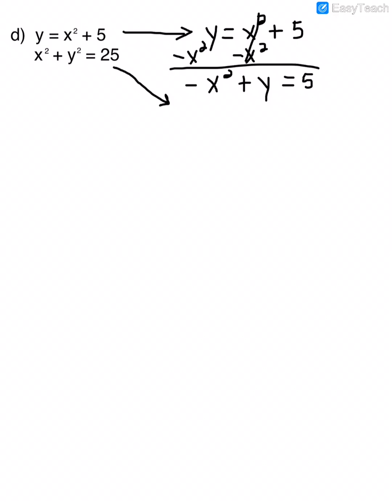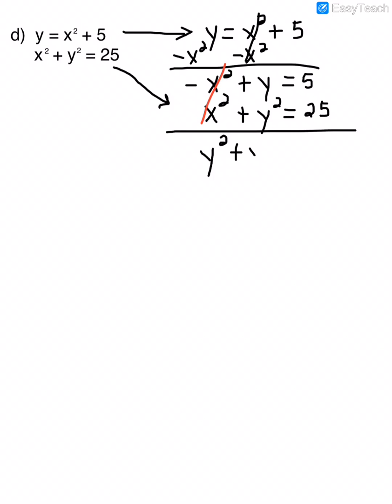Okay, so that's just that top equation that's been rearranged. Now if I take the bottom equation and copy it underneath it, x squared plus y squared equals 25. Okay, so now I'm going to add these two equations together. Well, when I add these two equations together, my x squareds cancel. And I'm left with y. We can't add the y squared and the y because they're not like terms. So I have y squared plus y equals 30.